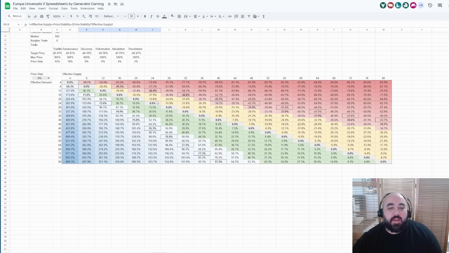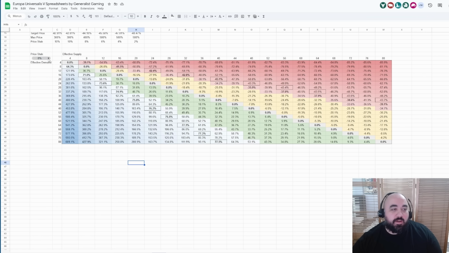We have a table kind of representing a series of outcomes here where we can change the variable of price stability, but in terms of how we represent it, it will be similar to in-game, where base price is represented as 0%, and so anytime we have more supply than demand, you will see that the price will go into the negative as it is represented in-game. So if gold is base price 10, and then we have an effective supply of 12 and effective demand of 8, we will expect to see minus 26.8%.